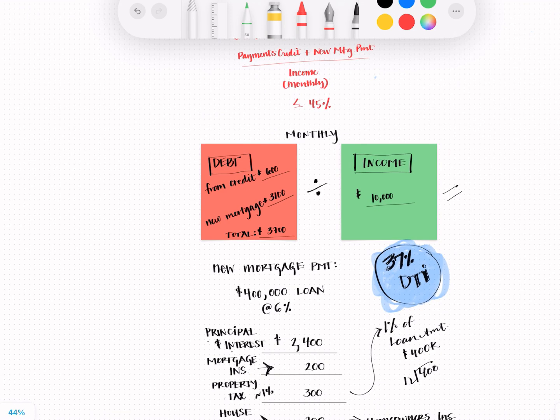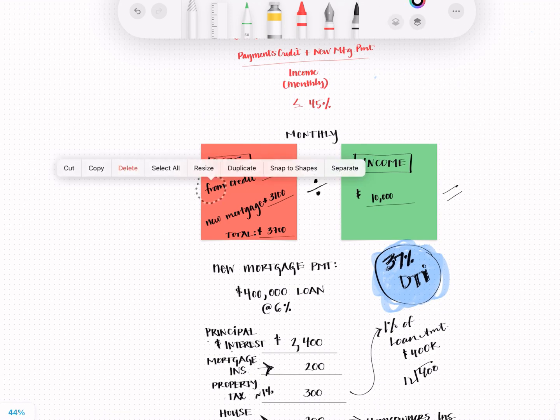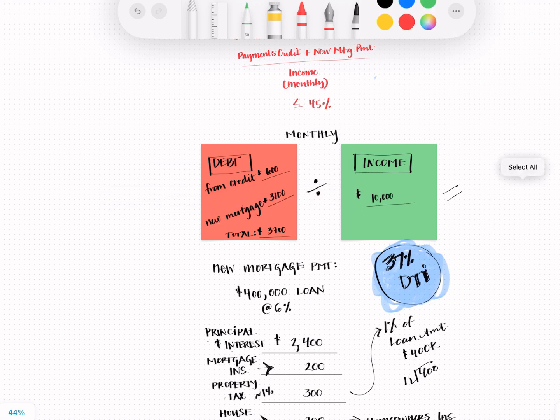And just to help you understand the concept, let's say your monthly debt from your credit is $600. That includes your car payments and your minimum monthly payments on your credit cards. And then your new mortgage payment, let's say it's $3,100, for a total of $3,700. And let's say your income is a $10,000 a month salary. You make 120 grand a year, and you're a salaried employee. So your monthly income is $10,000.